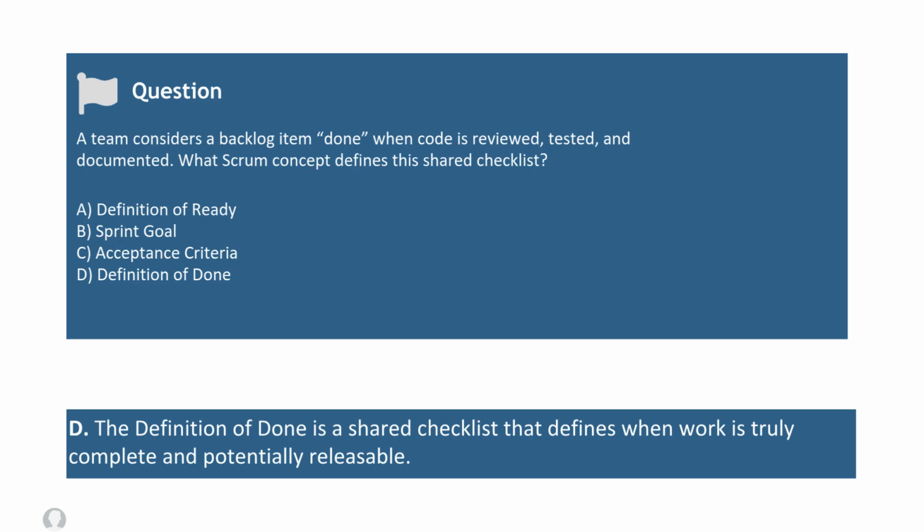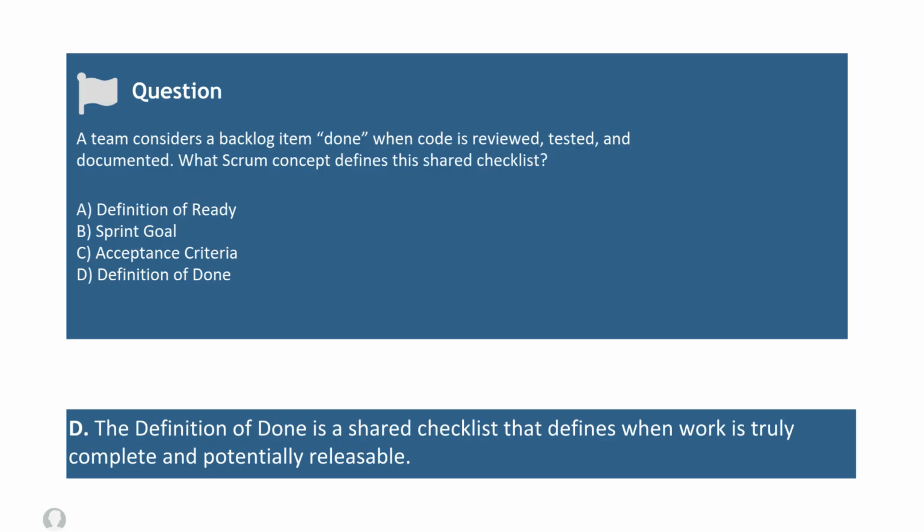The definition of ready is a checklist that says a backlog item, which is a user story, is ready to be pulled into a sprint. Things like well understood, sized, and has clear acceptance criteria. It's about the start of the work, not the finish, so A is not our answer.